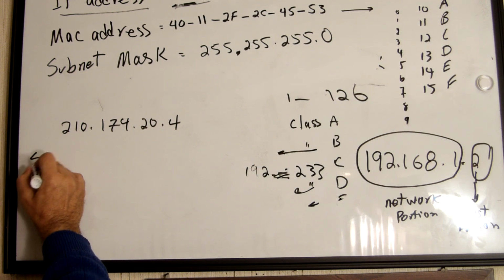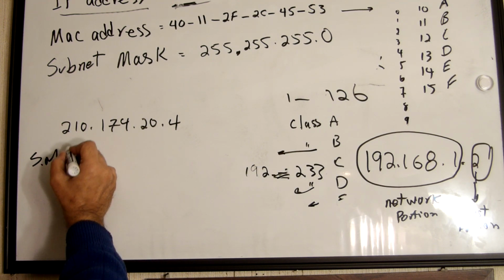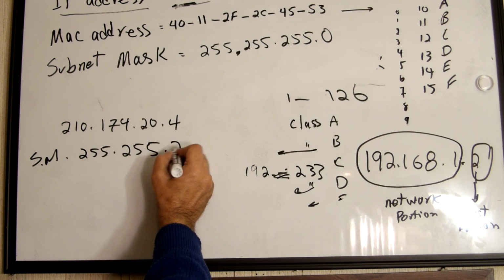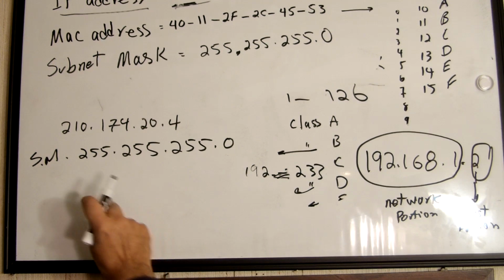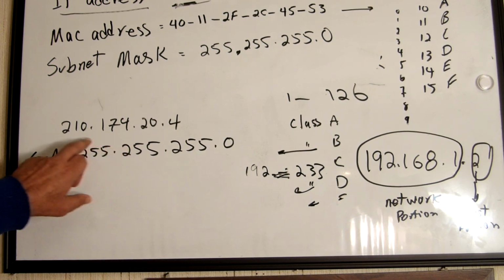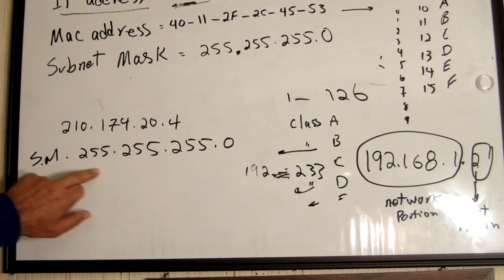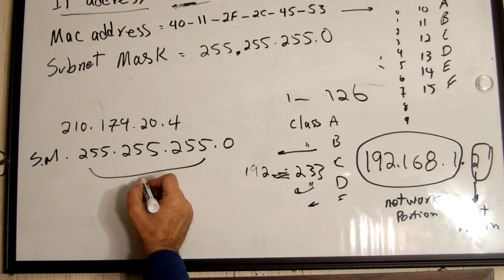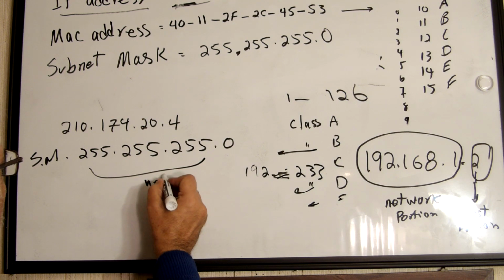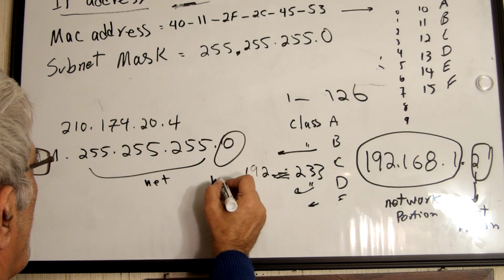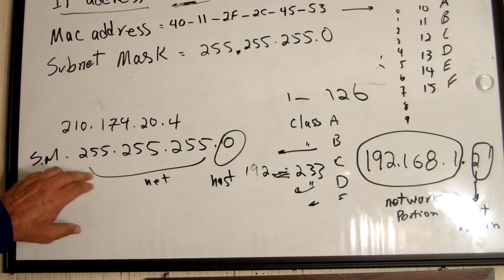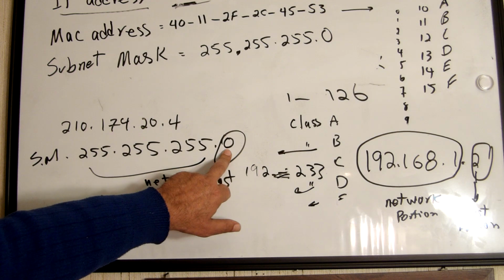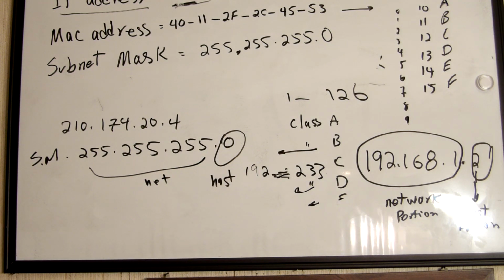The subnet mask of class C is 255, separated by points, which means that these three belong to the network. All these are the network part, and this part is just the host part. So there are a lot of networks, and just a small number of hosts.